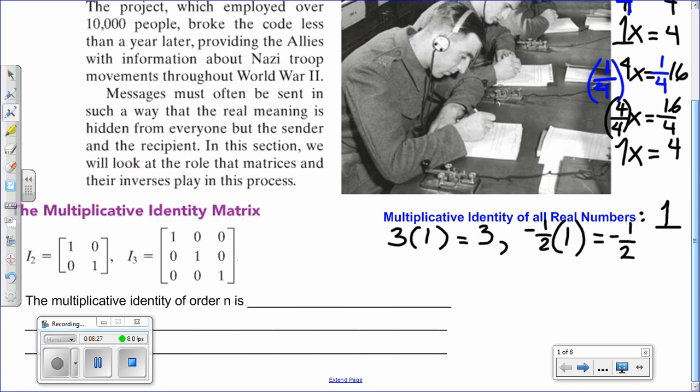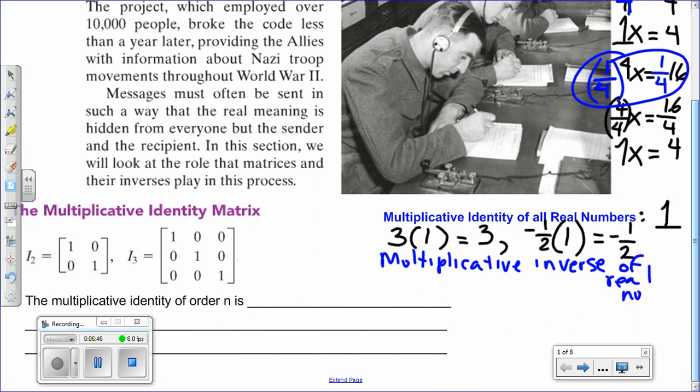So that is the identity. Now the other thing to consider is what I just went over here: the multiplicative inverse of real numbers. For those, we could also summarize it as the reciprocal. So if you have a fraction like 7 over 5, the multiplicative inverse is going to be 5 over 7. And if you multiply them, you get 1, which is the identity.